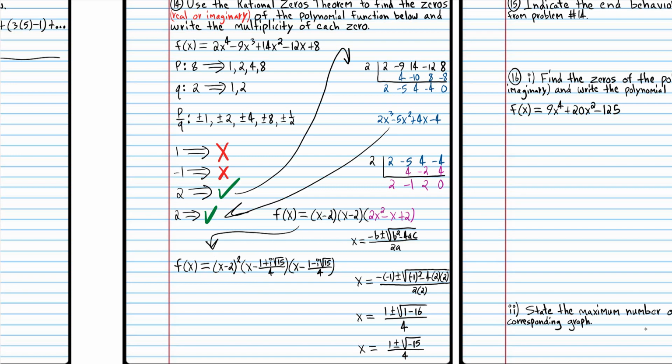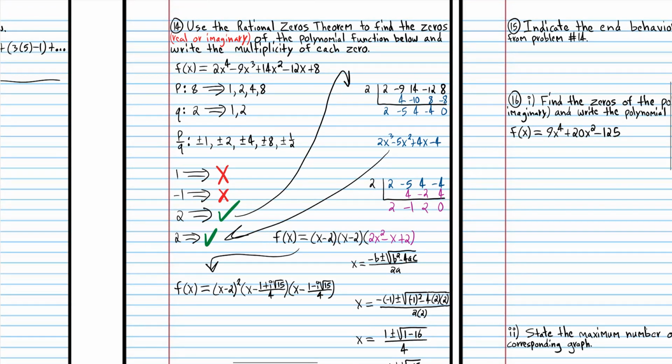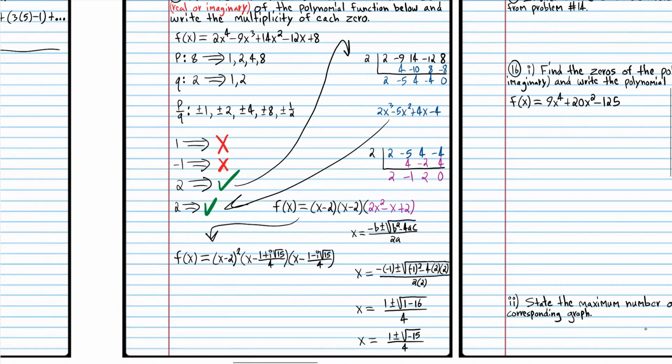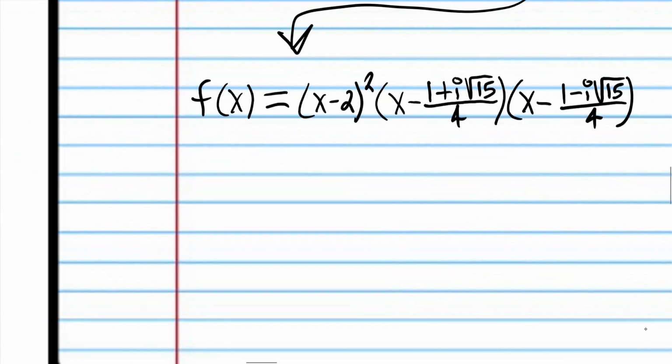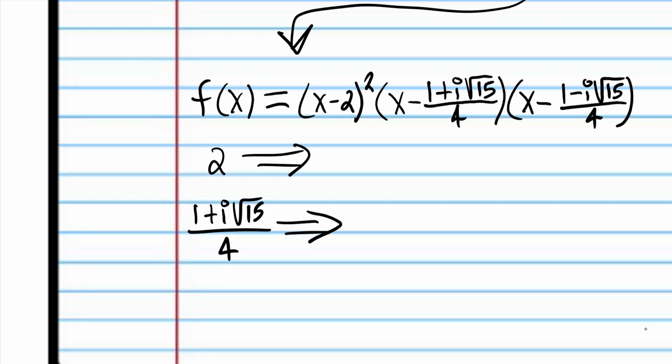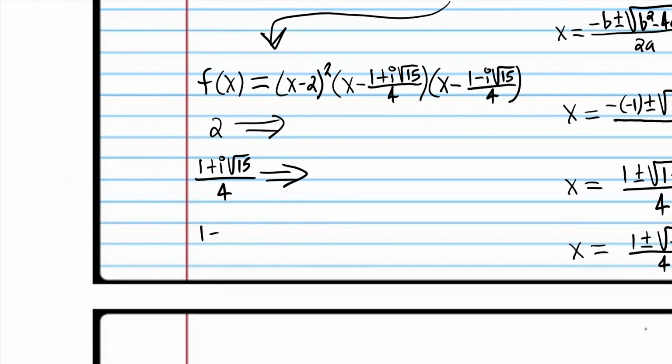So it says here, find the zeros. So let's write the zeros. We have 2. We have 1 plus i root 15 over 4. And we have 1 minus i root 15 over 4. So we found all the zeros.